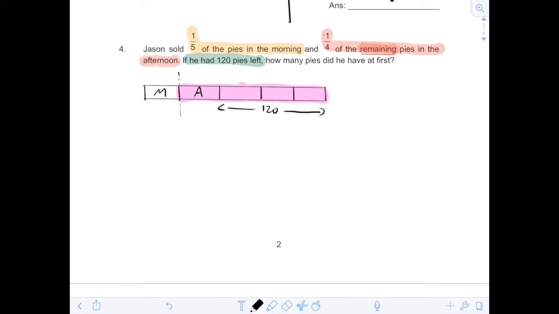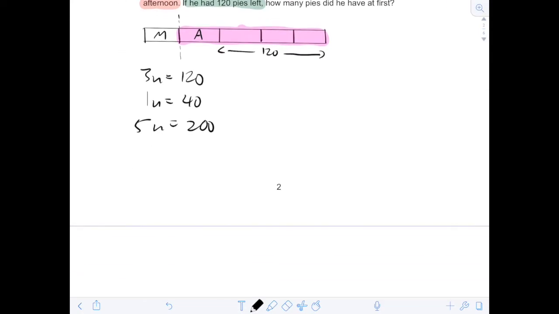Alright, so here, very clear cut, we can see that 3 units will be equal to 120. You want to find the total number of pies you had at first. You've got to find what 1 unit is first. 1 unit will be 120 divided by 3, you get 40. Finally, we've got to find all 5 units, and this will give you 200.